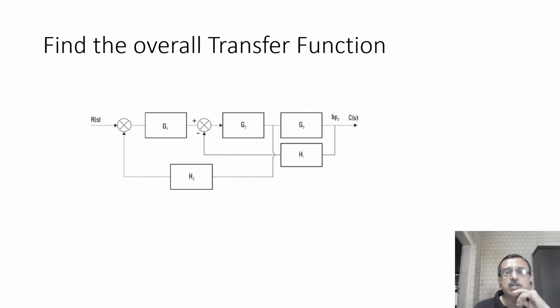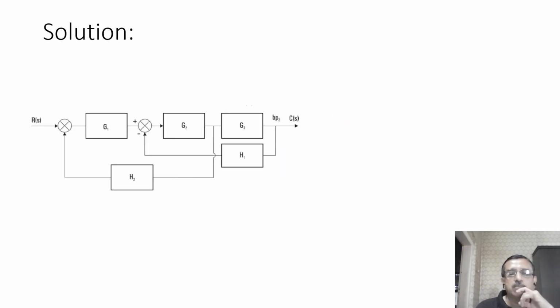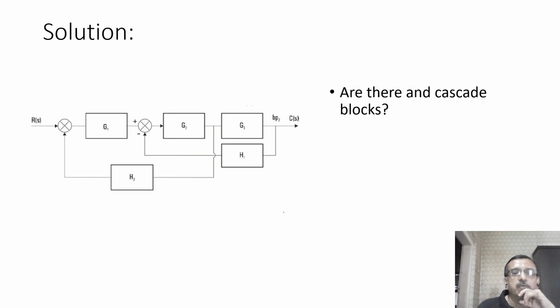So find the overall transfer function. This is the question. There are G1, G2, G3 and there is a loop. So how will I go about this? You should look whether there are any cascade blocks. Are there any cascade blocks which we can simplify?